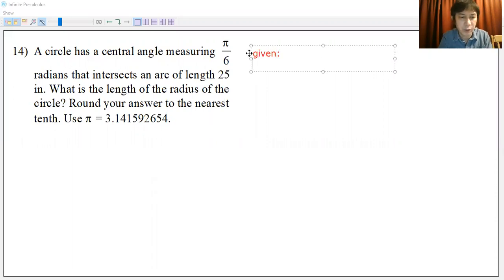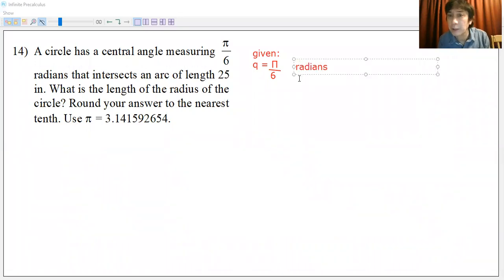Okay, central angle, we use Q. And this is pi over 6. And it's supposed to be radians. So the unit given is radians. Now, if the angle given is degrees, you have to convert that to radians. That's how it works in the formula. It's got to be an angle in a radian unit, if you use the formula.